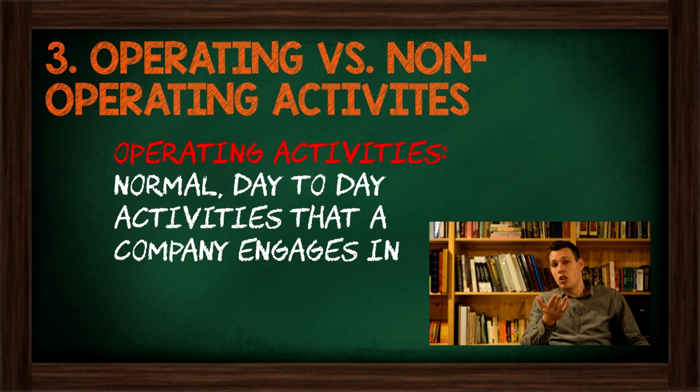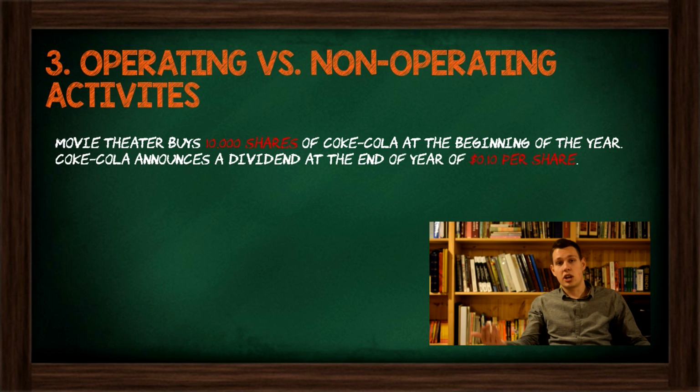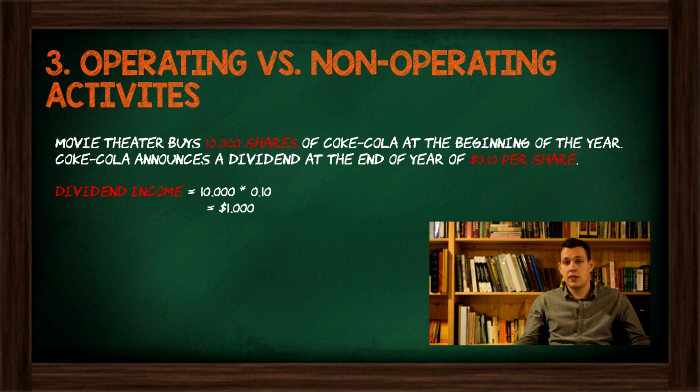But let's say the movie theater decides to buy shares of Coca-Cola. They decided they had some extra money and they wanted to invest it. So the movie theater buys 10,000 shares of Coca-Cola, and then Coca-Cola pays 10 cents per share at the end of the year, thus a dividend. At the end of the year, the movie theater holds 10,000 shares. They get 10 cents per share. They get $1,000 worth of dividend revenue. Is that operating? No. That is what you would call a non-operating activity.